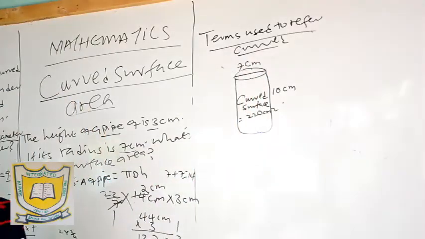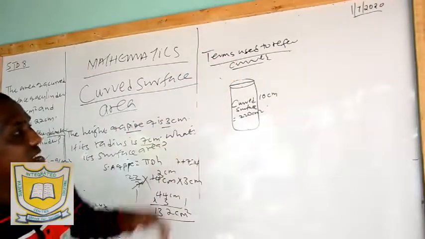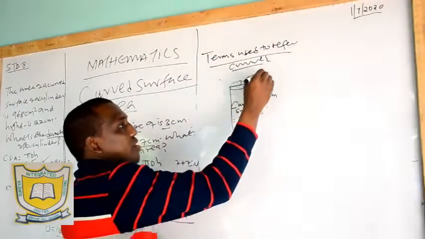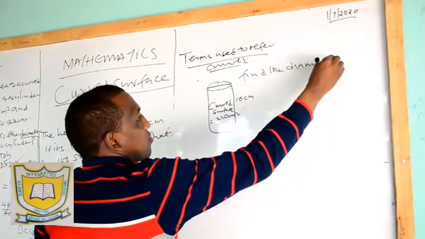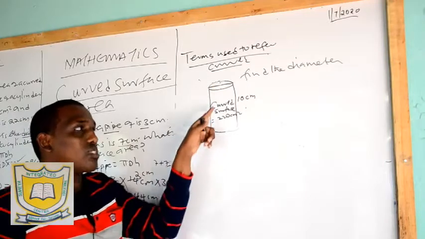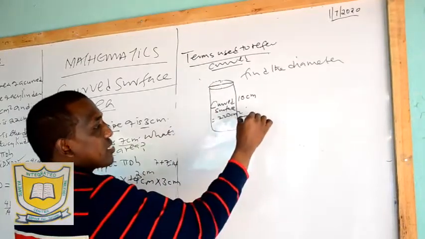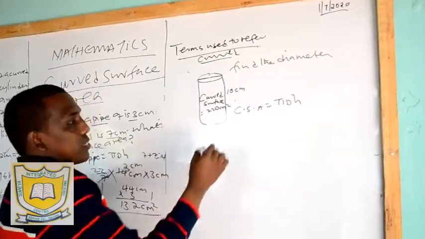That's the diameter. Sorry, they are asking for the diameter. Let us find the diameter. For example, you're told to find the diameter. How do we get this diameter? It is curved. Once curved is mentioned, you use the formula: curved surface area is equal to πdh. Let us use the formula.